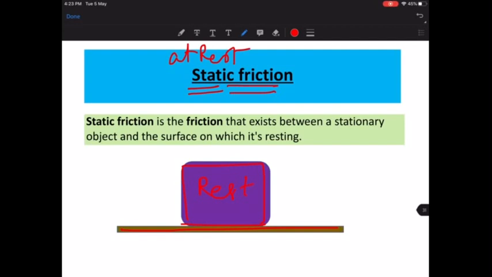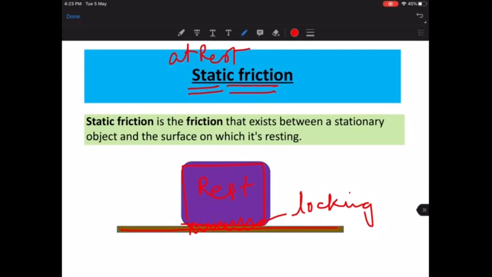When the box is at rest, I told you about the interlockings in the last class. So if any object is at rest, what will happen? Even the box will have some irregularities, right? The ground will have some irregularities here. So these irregularities are going to be perfectly locking into each other. Because they are locked, that's why the object doesn't move.